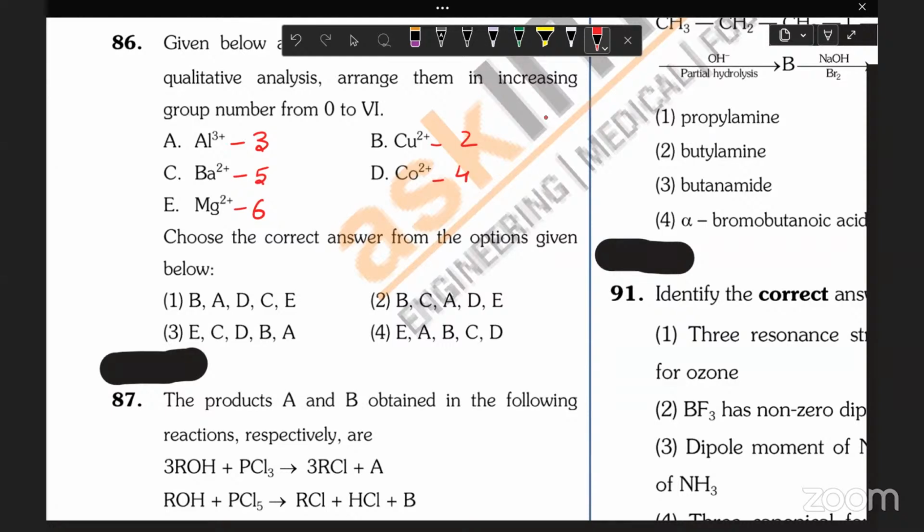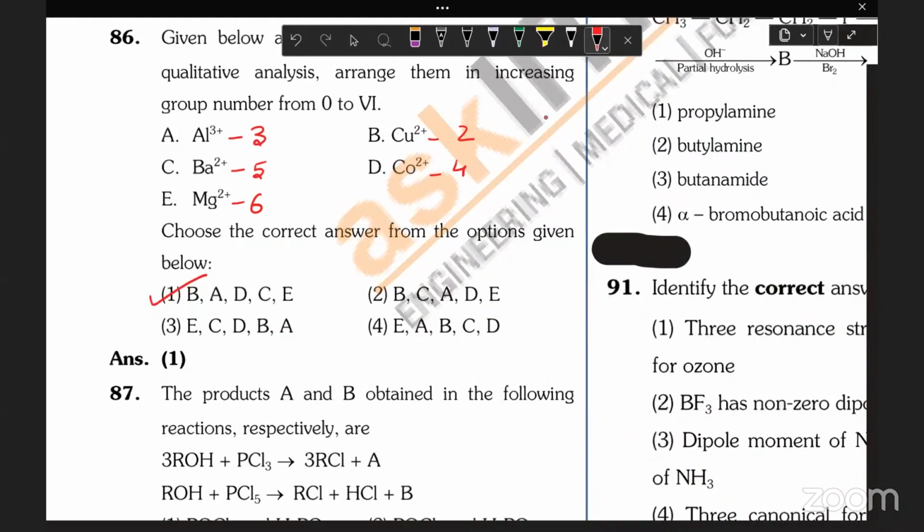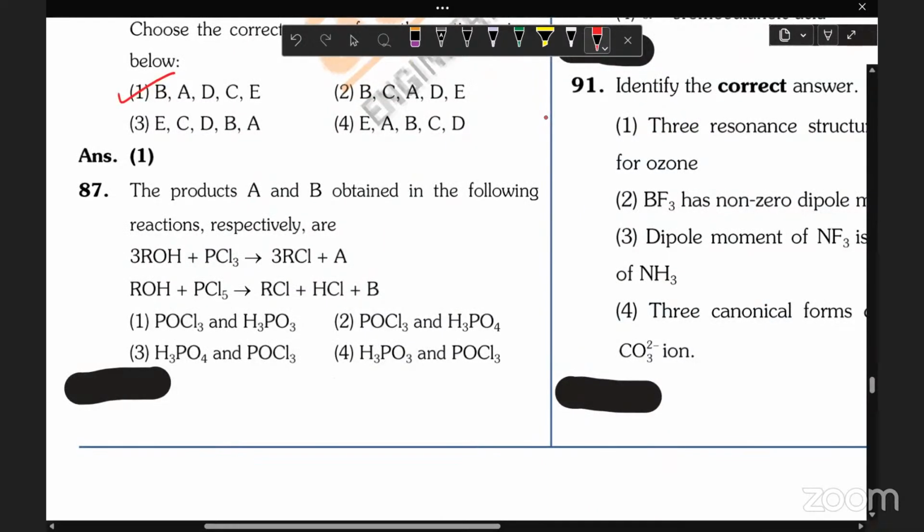So according to this, B, then A, then D. B, A, D is there only in the first option. That means this is the correct answer to this question. All right, let's check it out. And yes, that's true.